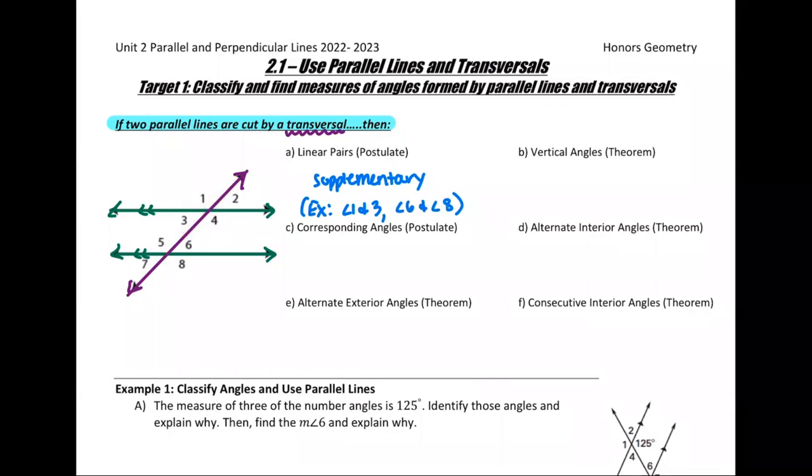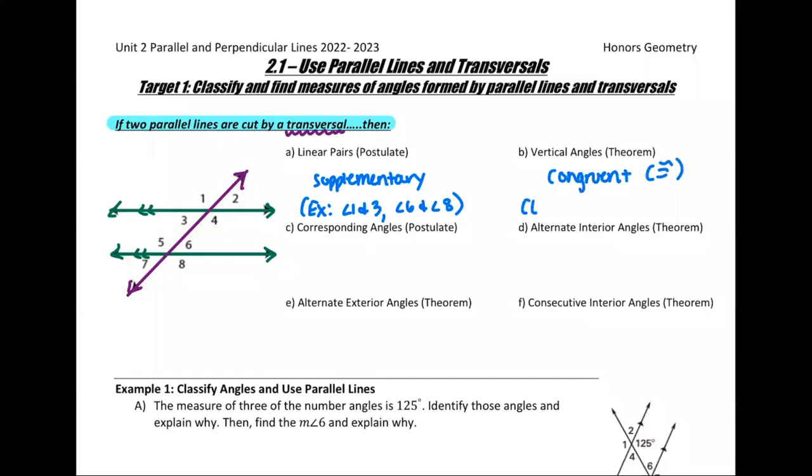Vertical angles, now these are always talking about lines that are crossing. So, for example, I can't talk about any of these angles 1, 2, 3, or 4 being vertical with any of these others because they're not even part of the same intersection. Vertical angles, no matter where your lines are going to be, are always congruent.